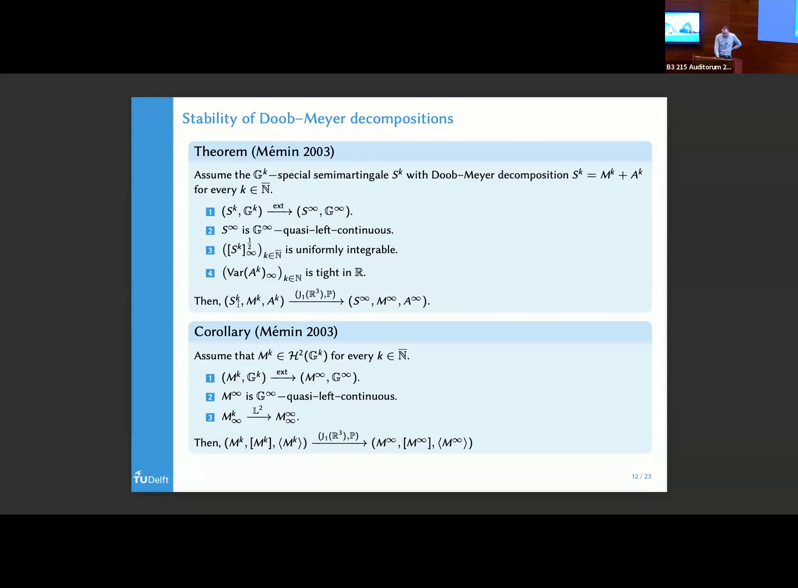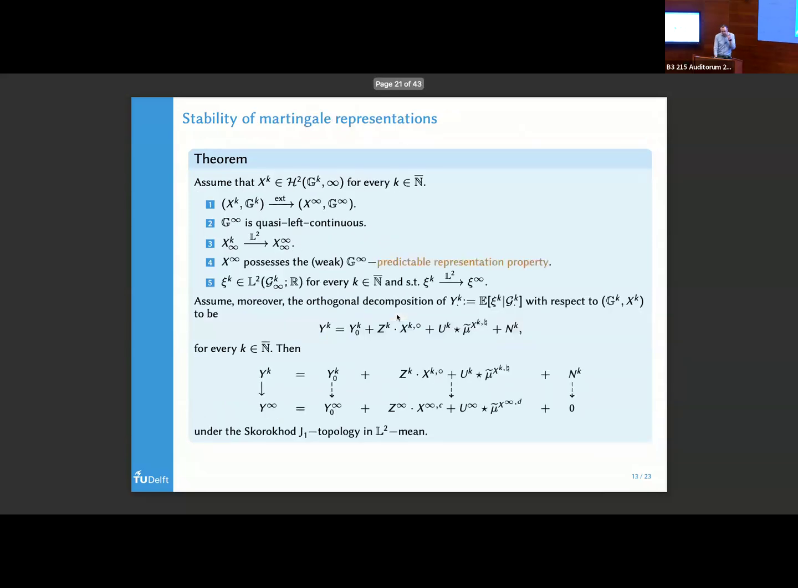Then he shows that the semi-martingale will converge to the limit semi-martingale, but then also the martingale part will go to the corresponding martingale part and the finite variation part to the corresponding finite variation part. Okay, so this is nice. And then we extended this result from Doob-Meyer decompositions to martingale representations.